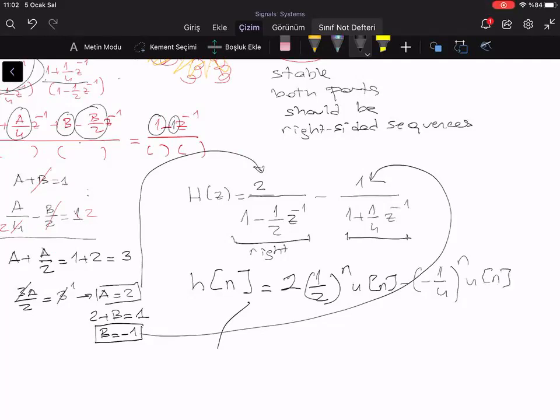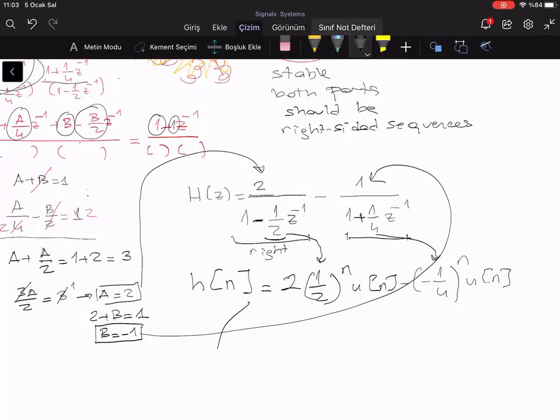Why did I write minus 1 over 4 to the power n? Because this part is minus, and I take this one as my A. Here, if this is plus, then I take the negative of this and write it over here.